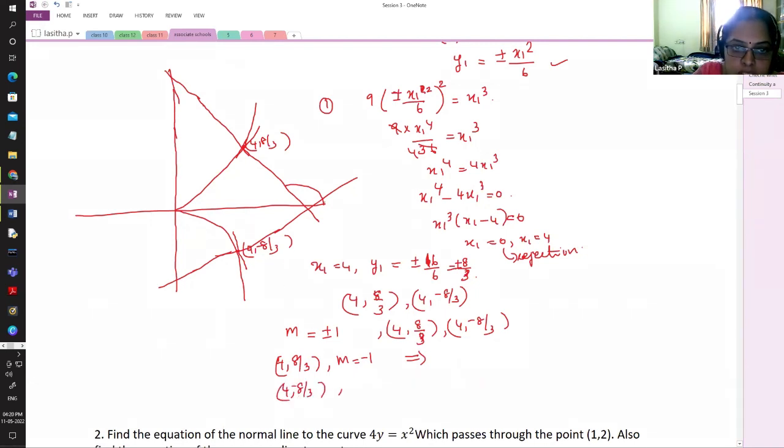And this portion will be an acute angle here. This is an acute angle, 45. That is the line which passes through 4 comma minus 8/3 and makes an acute angle. That will give the positive slope here. Sorry, positive slope, m value +1. With this, they had to find out the answer.